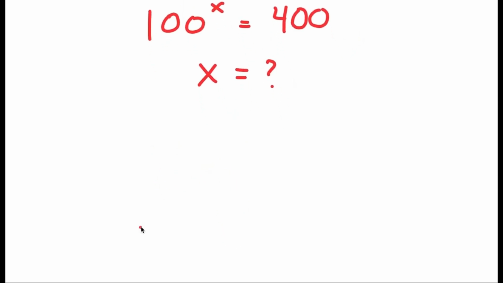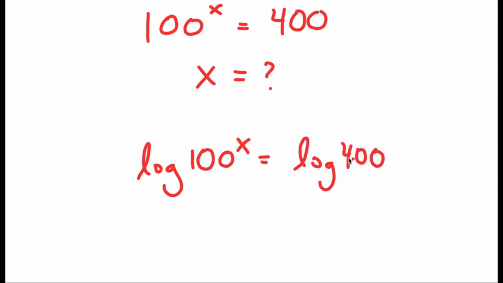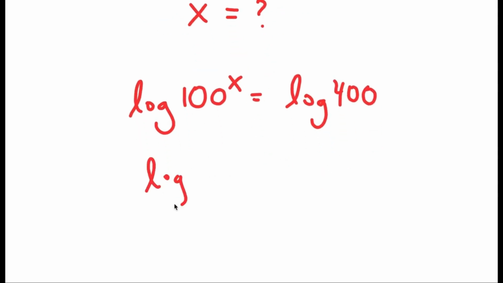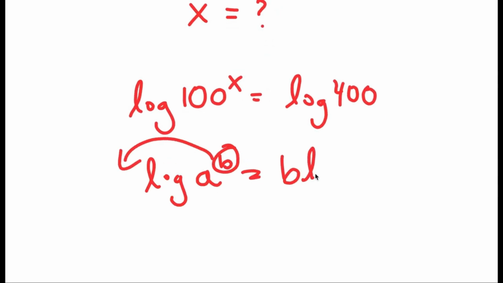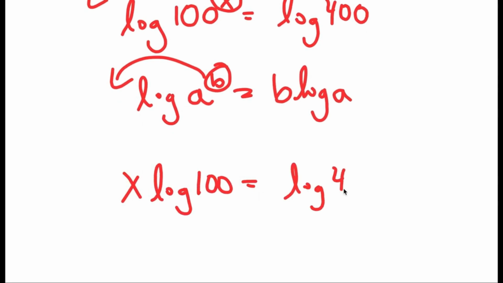So to solve this, what I'm going to be using is logarithms. So I'm going to first start by taking the log on both sides. So I get log 100 to the power of x is equal to log 400. If I have something in the form log a to the power of b, I move this exponent b to the front, so I get b times log a. In this case, I have log 100 to the power of x. I can move x to the front, so I get x times log 100 is equal to log 400.